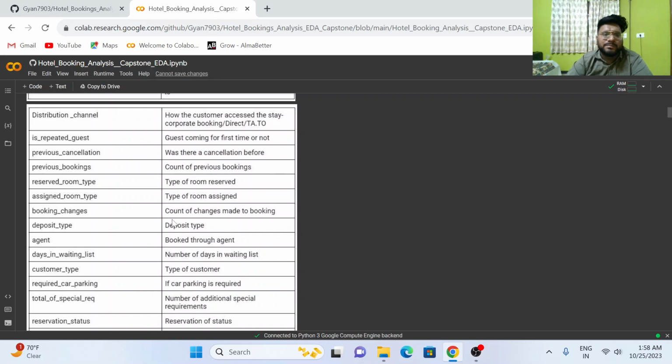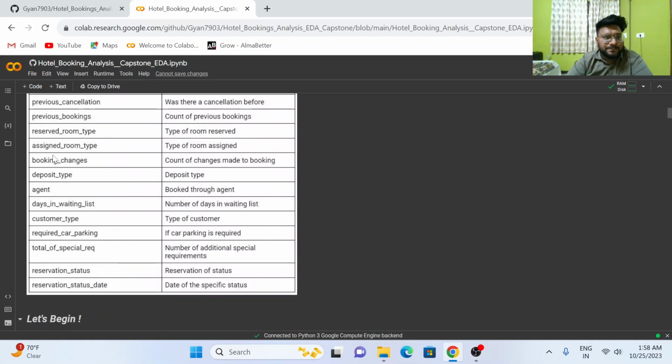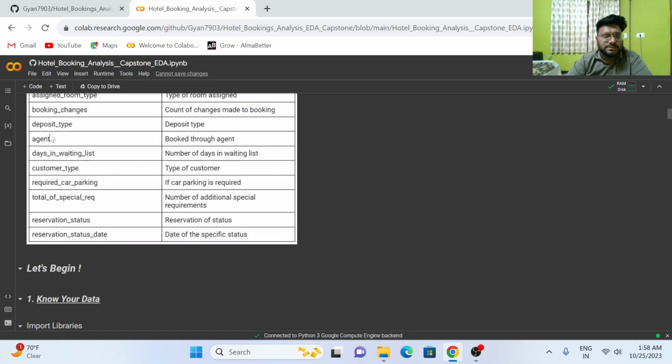Previous bookings will be the count of the previous bookings. Reserved room type will be the type of room they have reserved. Assigned room type will be the type of room they have been assigned. Booking changes will be the count of changes made to the booking, and next one will be the deposit type. It explains itself, the type of deposit they have put in against the booking. And agent is whether they have booked through an agent or not.